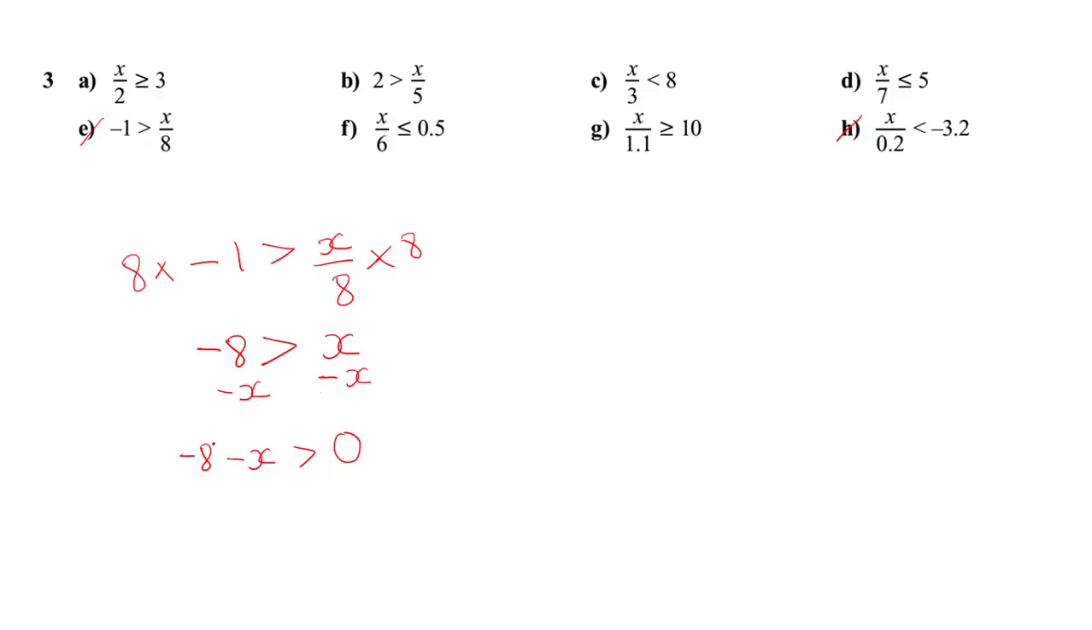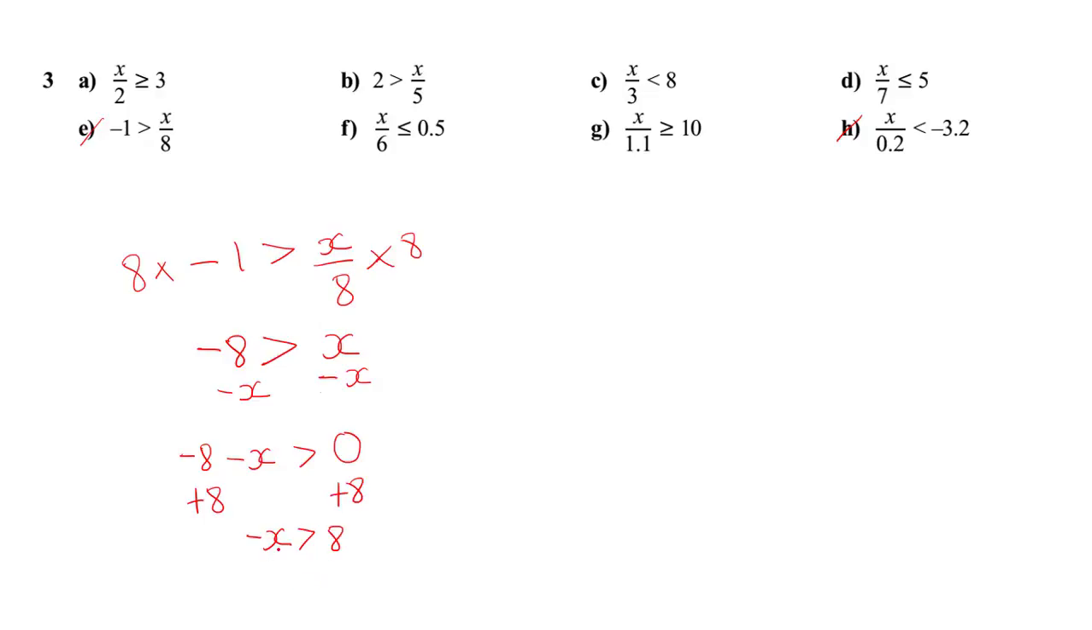The next thing I'm going to do is to take away negative 8 by adding. So you do the opposite. Okay. So negative 8 plus 8 is 0. But I've got negative x left there. That's negative x bigger than 8.